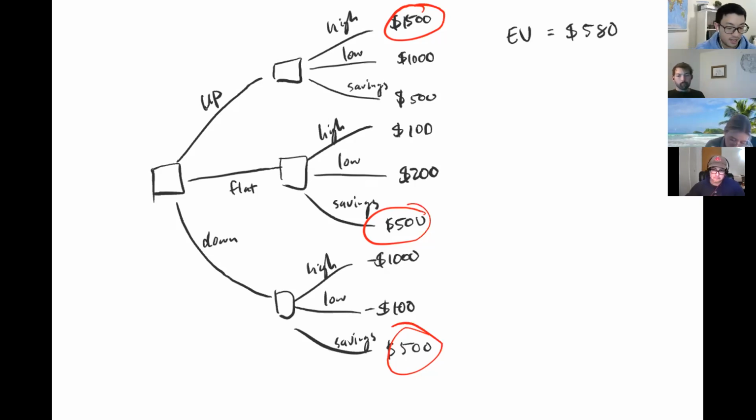So the expected value of perfect information in the high case is that I would be willing to pay up to $920 to know that it is high, that you have a high outcome, right?